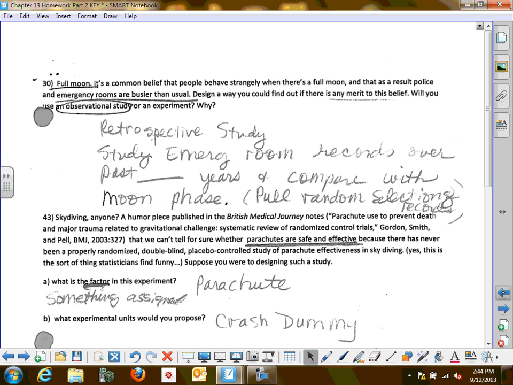So on one hand, we're going to take all of the emergency room records, and then we're going to have the moon phase, and we're going to compare. We're going to pull randomly selected records. Okay, that's good. Randomly selected records is going to allow me to generalize. If you were the teacher and you read this, do you think that's satisfactory? I'm telling you it's not, so tell me what's wrong with it.